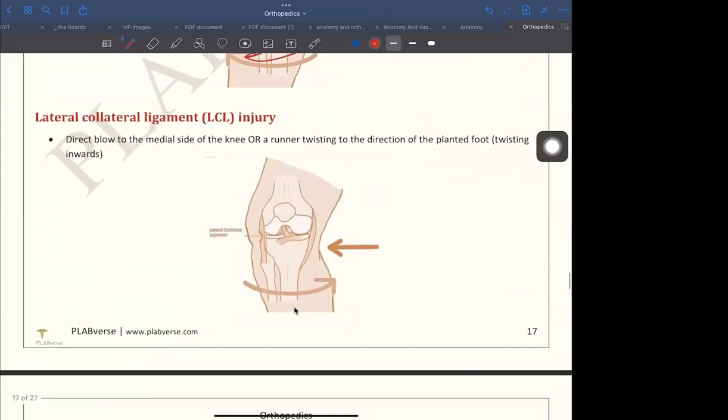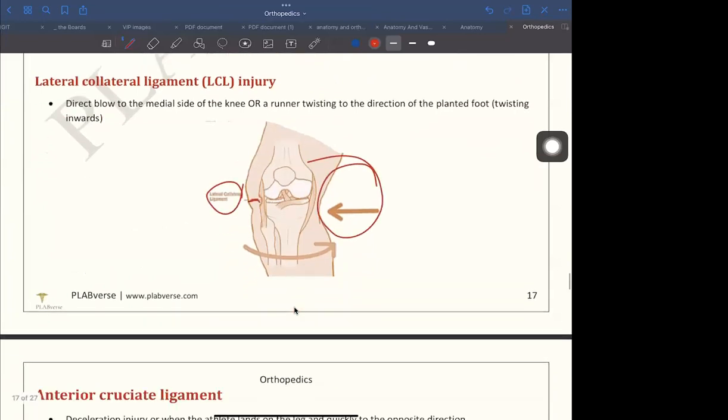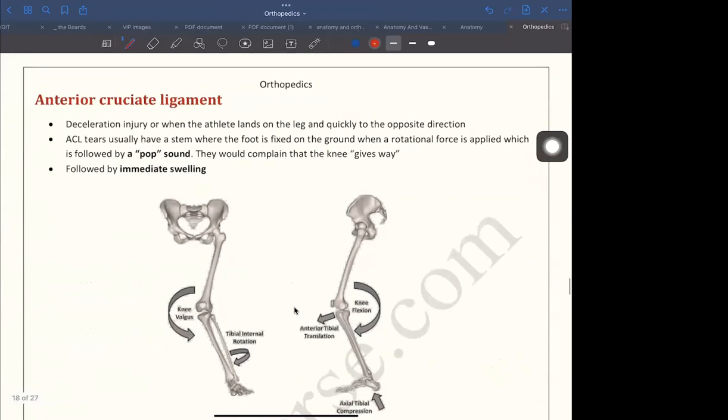So lateral collateral ligament injury will be the opposite. If you kick someone on the medial side, this will be stretched and will cause some injury. There's something called anterior cruciate ligament and posterior cruciate ligament. If there is any deceleration injury, somebody was running and suddenly stopped.